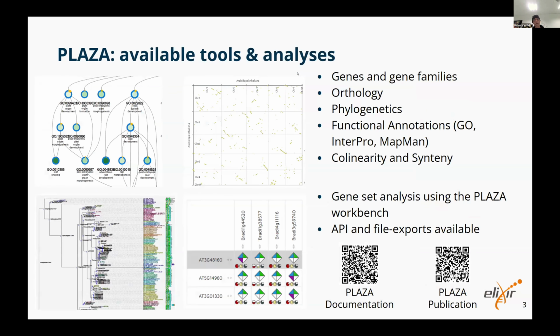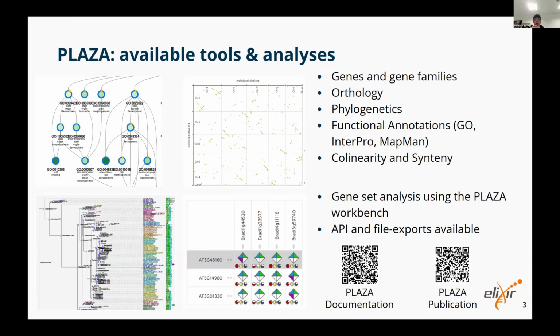So what can you do with Plaza? First of all, we start from a gene-centric approach. We start from the protein coding genes, which are automatically clustered into gene families. And then through the use of data workflows, we can create additional data types, which can be explored through visualizations and analysis tools, such as orthology-related information, phylogenetics, functional annotations through the appropriate ontologies, and collinearity and synteny.